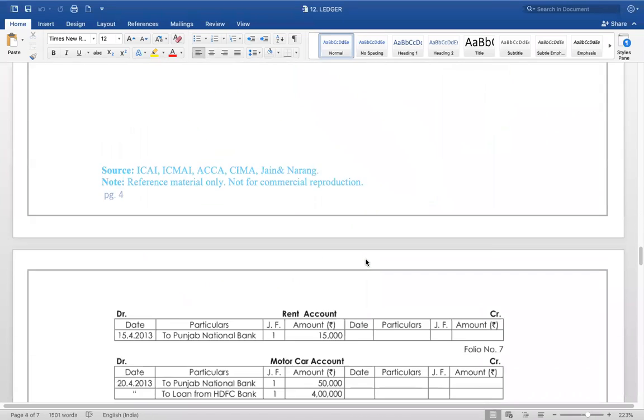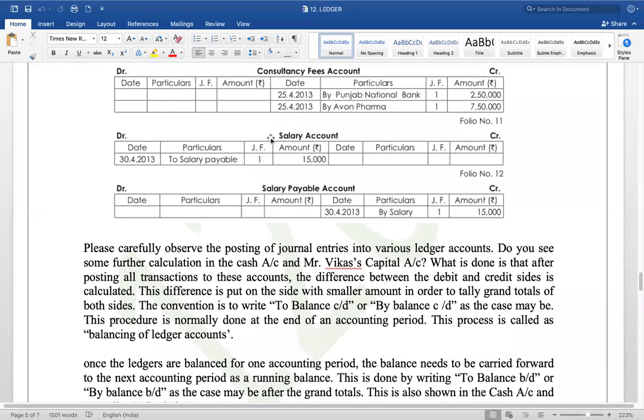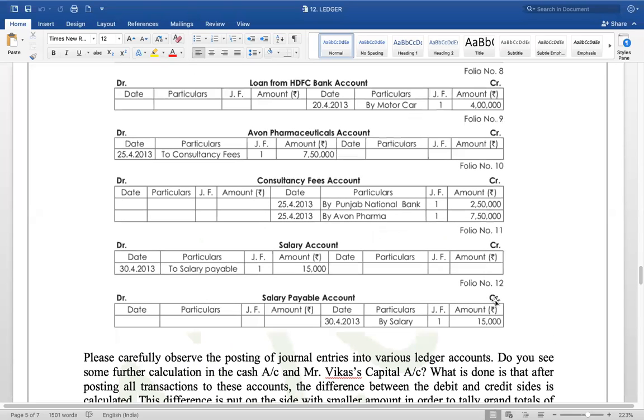Salary account to outstanding salary, or salary account to salary payable, 15,000. Now, in the salary payable account or outstanding salary account, you take the reverse step. By salary, 15,000. In salary payable account, by salary, 15,000. And likewise, look at this consultancy fee.